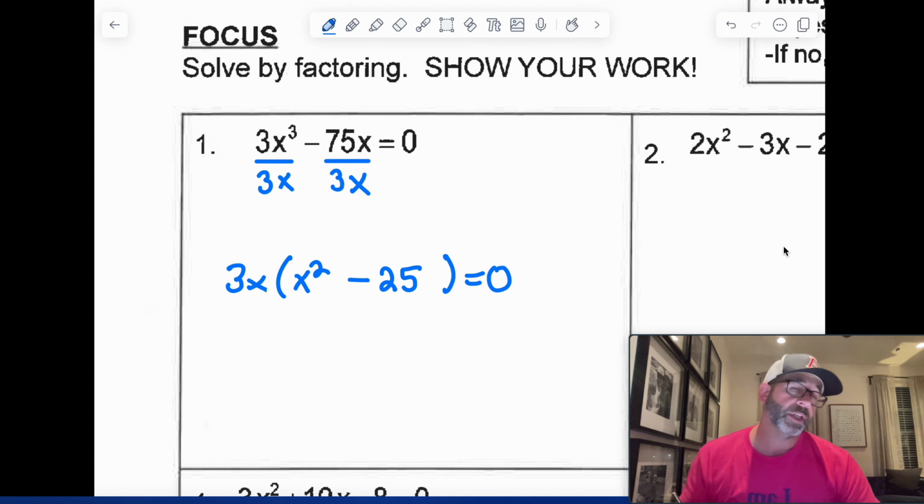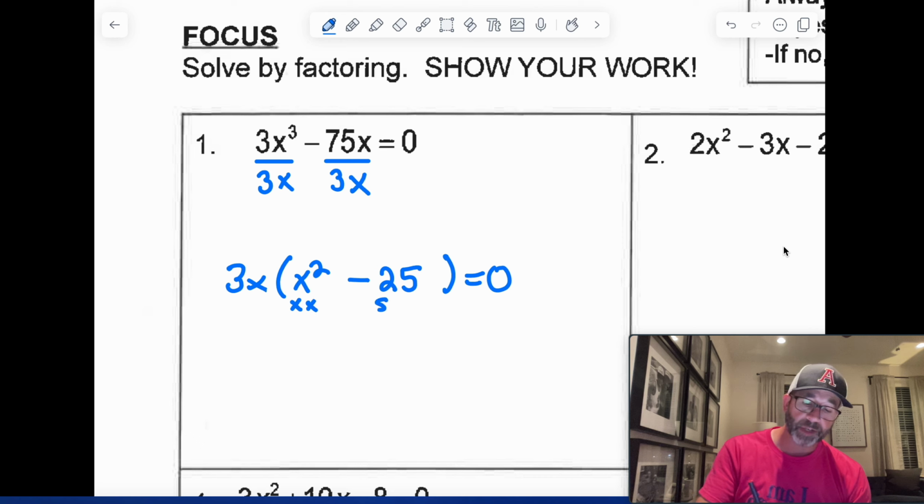If we look at this x squared minus 25, we then ask ourselves, is it the difference of squares? And in fact, it is. Remember that this is x times x, and this is 5 times 5. Okay? So if it's the difference of squares, let's write it as the difference of squares. It's going to be 3x, and then the quantity x minus 5 and x plus 5.